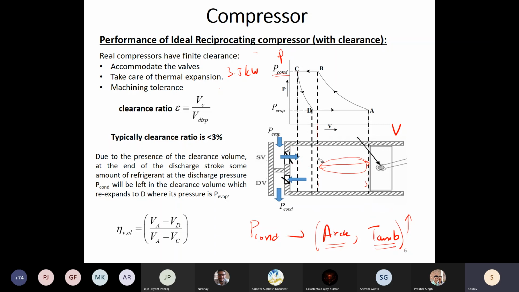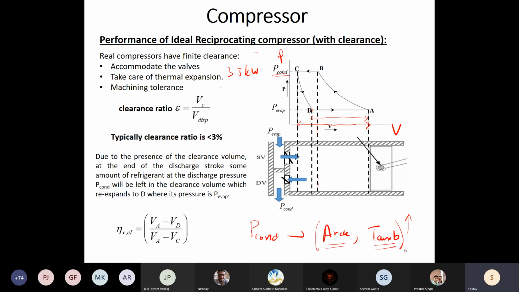So now, one thing we must understand from this discussion on the entire compression process inside a reciprocating compressor is the mass gets sucked into the compressor only at this location D. Even though the swept volume is VA minus VC, the volume during which the suction process happens is starting from VD all the way till VA.